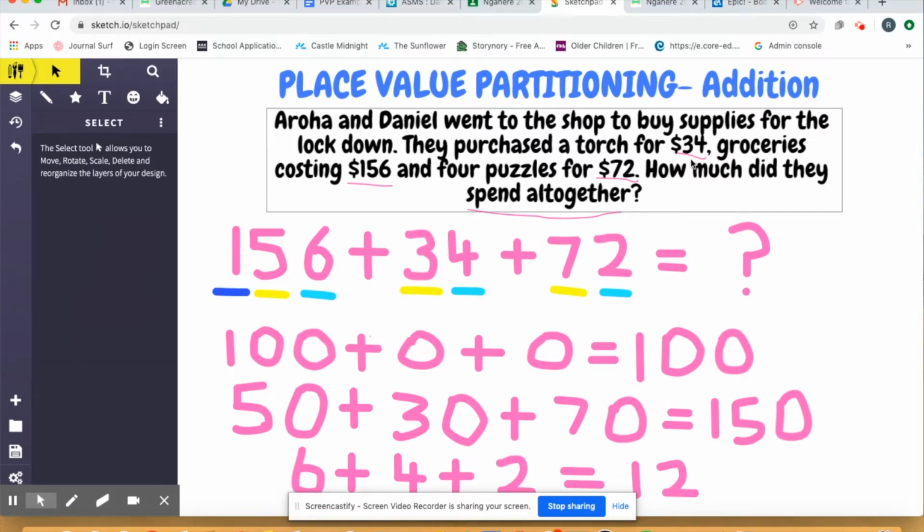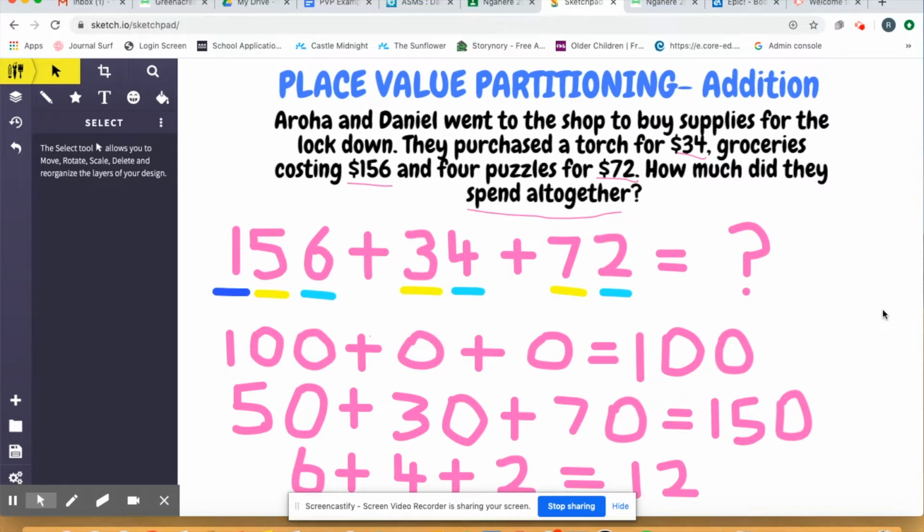Now, underneath here, I've highlighted the 34, the 156, and the $72. Now, the key thing there is that those are really important pieces of information. They are going to help us to solve the question. And the last bit I've put down here is the spend altogether.